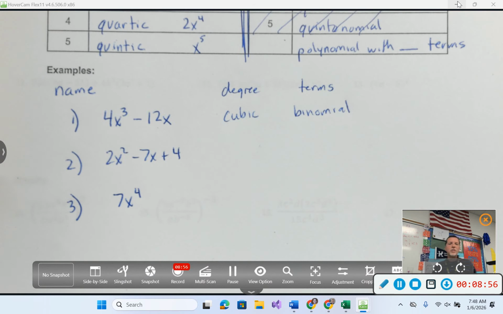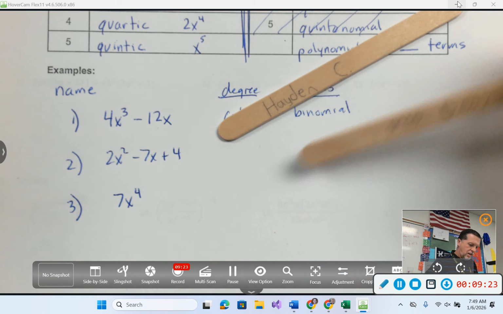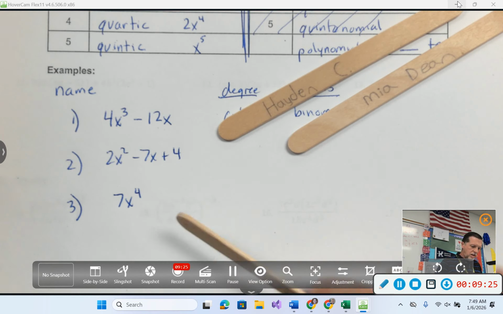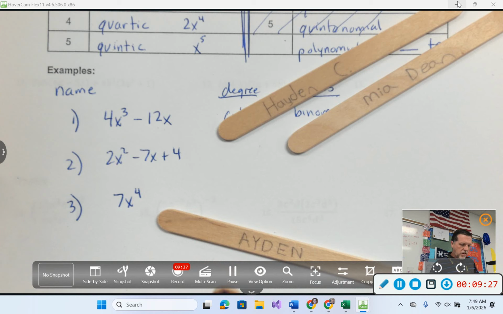Why don't you try those 2? This is not difficult, but you just want to make sure we know these terms. So name those 2 things by degree and name it by terms. 2x squared minus 7x plus 4, and then just 7x to the 4th. So that looks like 4 different spots to claim there.